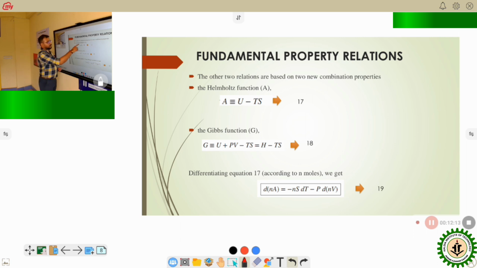So the Helmholtz function, which is denoted by A, is equivalent to U minus TS, and the Gibbs function G is equivalent to H minus TS. Okay, so if we differentiate equation number 17, then we can get another fundamental relation, which is known as dA equals minus S dT minus P dV.